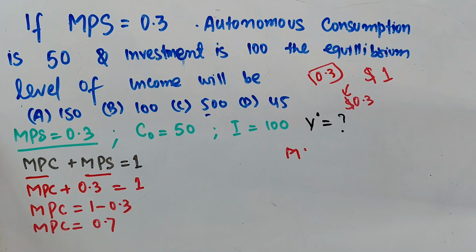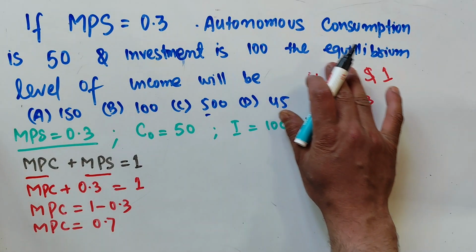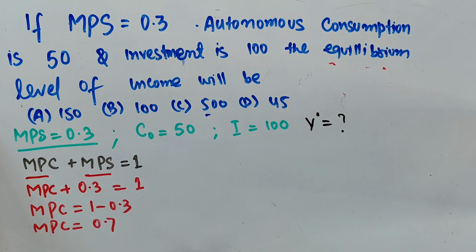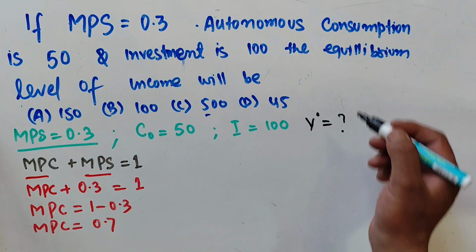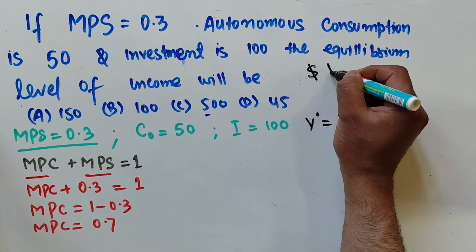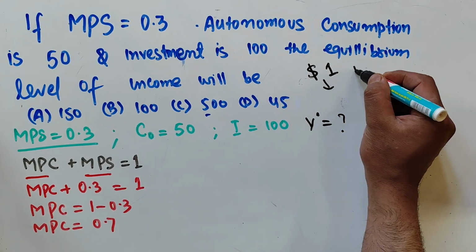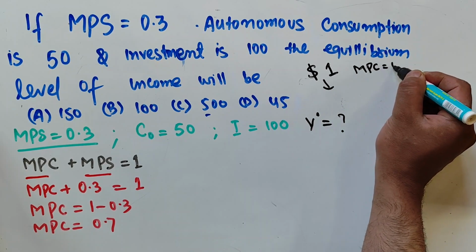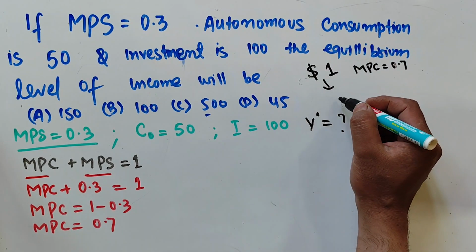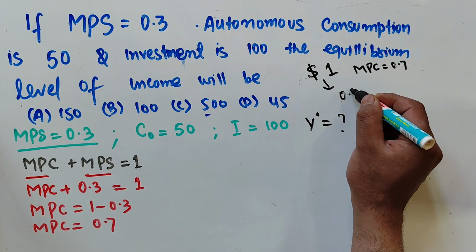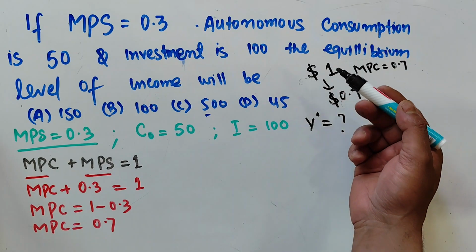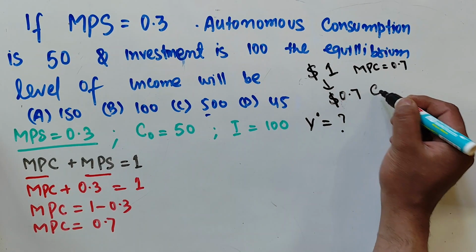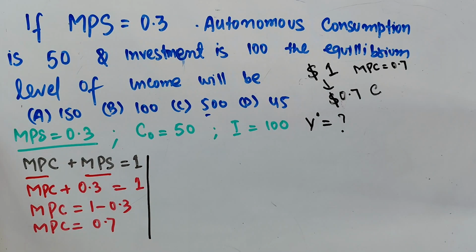Now how do I interpret this 0.7? It simply tells us how much consumption we do when our income increases by one additional unit. That means if income increases by $1, and MPC in this case is equal to 0.7, it simply tells us that $0.7 of this additional dollar is used for consumption.